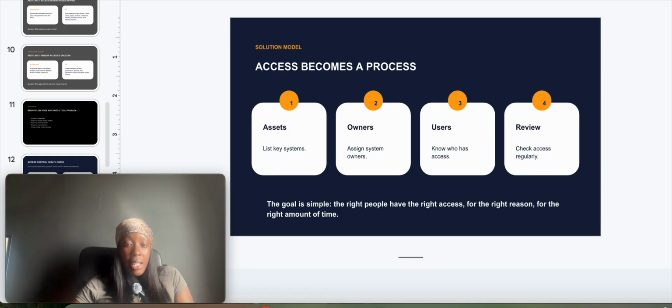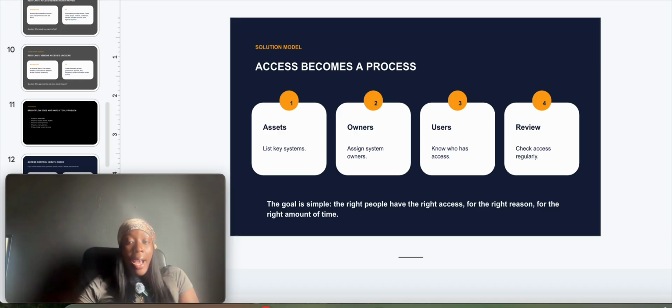Access becomes a process. So assets: you list your key systems, what is important to you. List your key systems, and maybe add a star next to the ones that are critical, and then start with the critical ones. And then owners: assign system owners. Every single system must have an owner to ensure accountability. Users: know in detail who has access, and know the type of access they have. So is it standard access? Is it admin access? Is it super admin access?